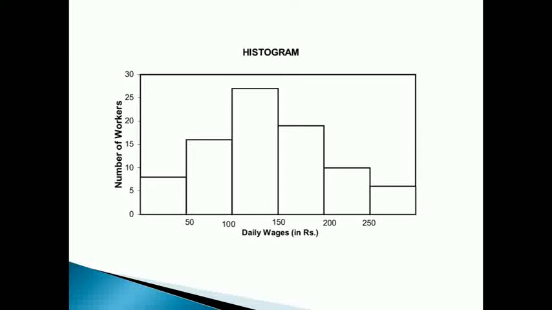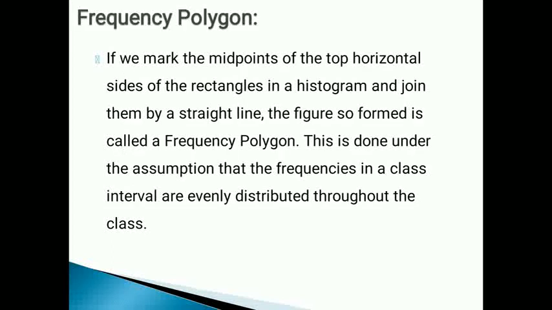Now let's move towards our next type of graph, that is the frequency polygon. If we mark the midpoints of the top horizontal sides of the rectangles in a histogram, for drawing a frequency polygon, first we have to draw a histogram, and after drawing, we have to mark the midpoints of the top horizontal sides of the rectangles and join them by straight lines. After joining the midpoints of the rectangles, the figure formed is called a frequency polygon. This is done under the assumption that the frequencies in a class interval are evenly distributed throughout the class.